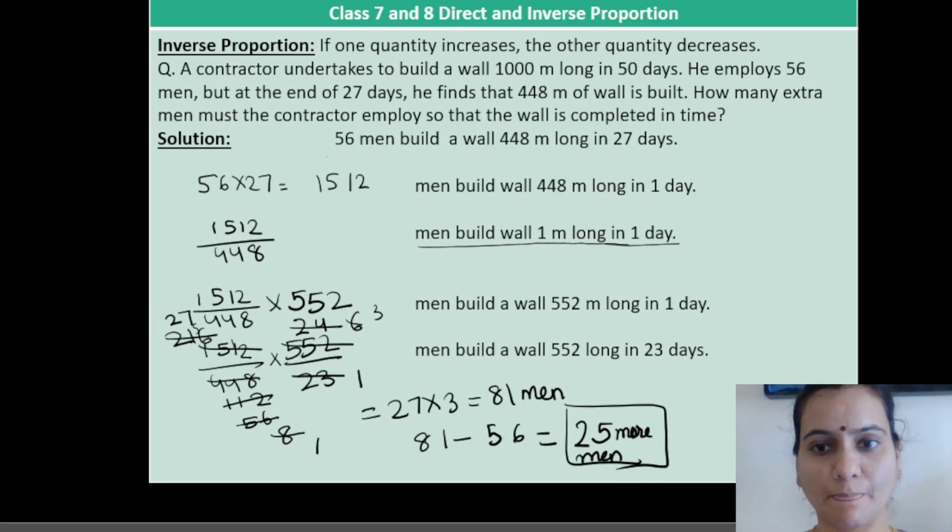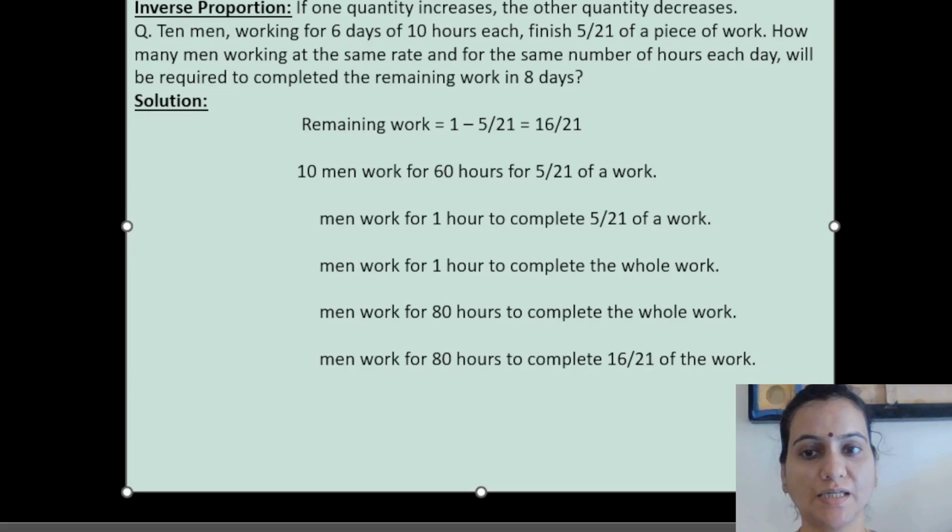All right. Let's do this question. This is a different kind of question with many different parameters involved. Here also we need to break down into one unit and then build on the question to find out exactly what it is asking us. So let's read this question. 10 men working for 6 days of 10 hours each. That means each day of the 6 days they only work for 10 hours, not the entire day. So 6 into 10, 60 hours is what they have been able to work in those 6 days.